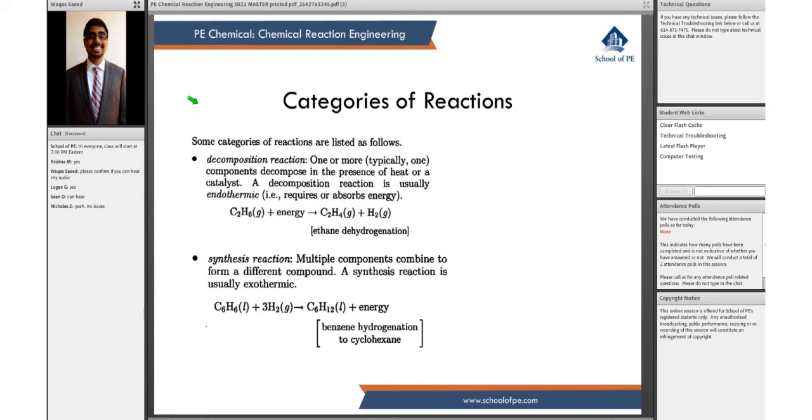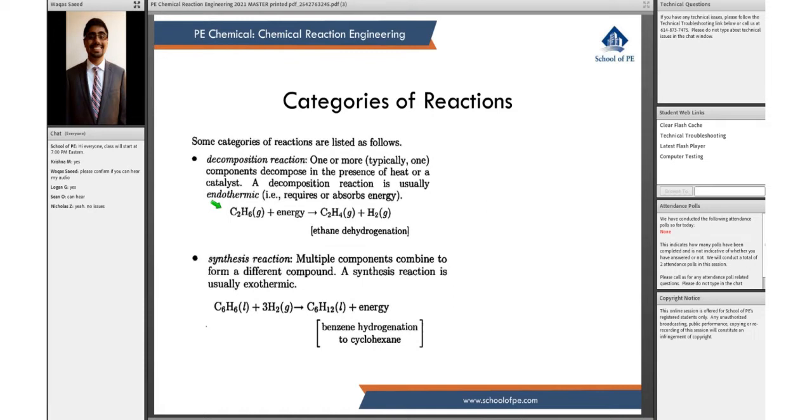So one of the simpler questions you can get on the exam, and I actually got this question on my exam, is to identify a category of reaction. So what they'll do is they'll present a reaction to you, and they'll ask you simply what kind of reaction this is. So the major groups include decomposition reactions, and decomposition reactions you can pretty much tell in the name.